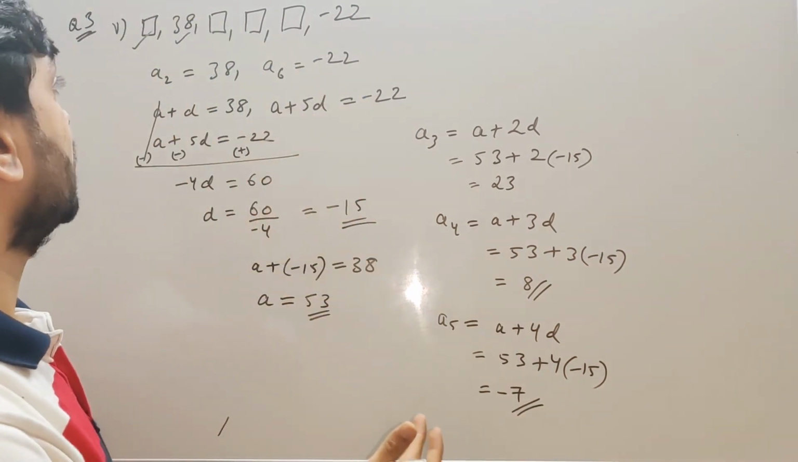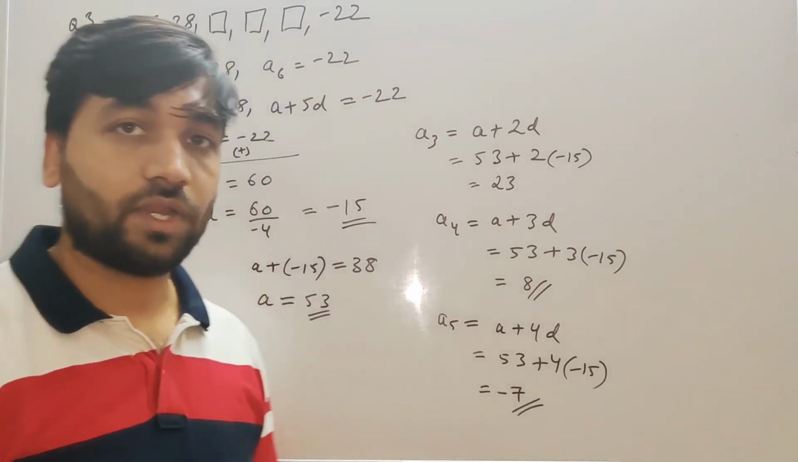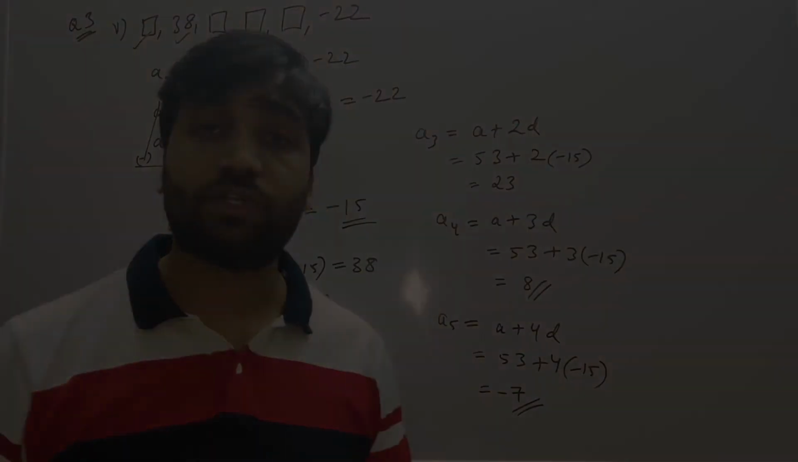So these are your missing values: A2, A3, A4, A5. Alright, so that's how we solve question number 3.